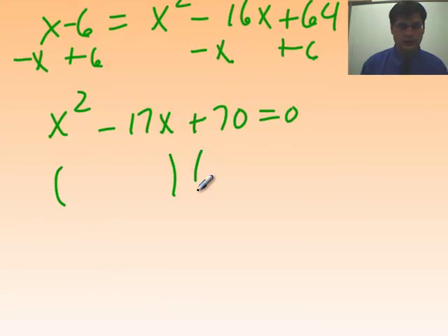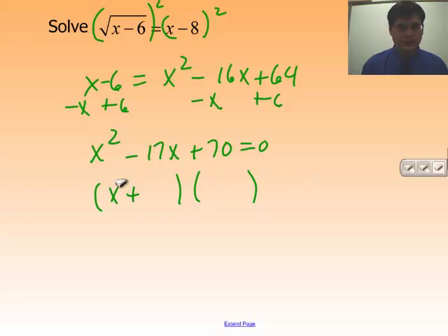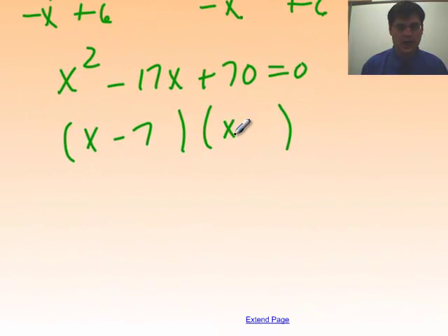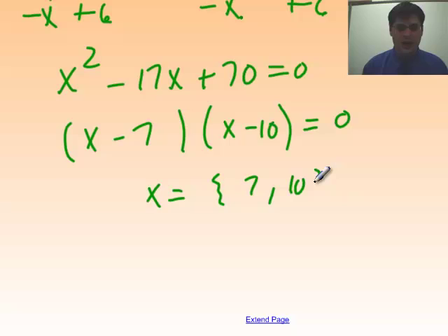So this is going to factor to (x minus 7) and (x minus 10) equals 0. And then I'll say x is equal to 7 and 10.